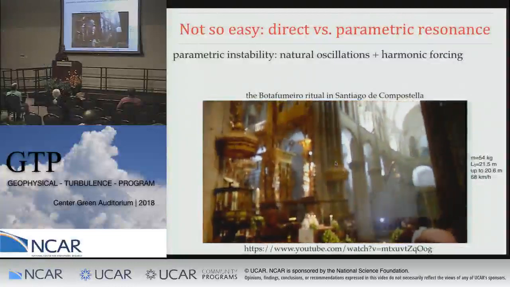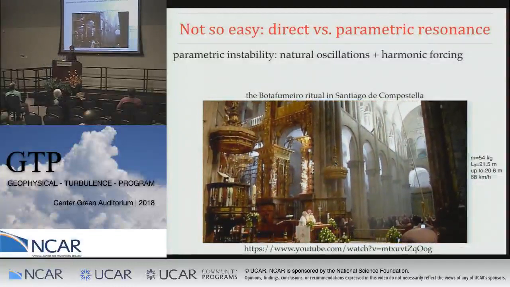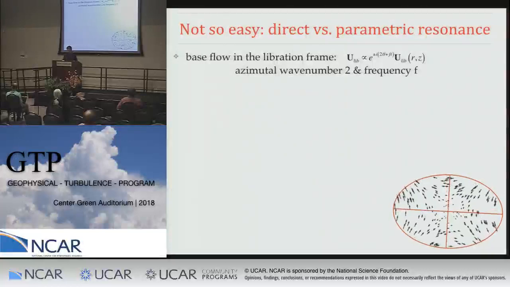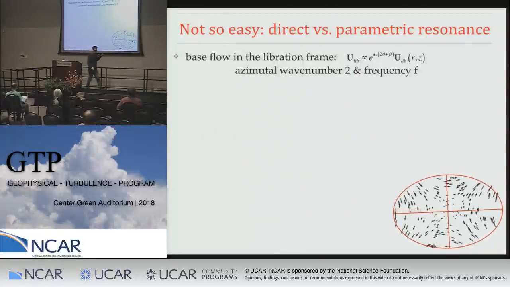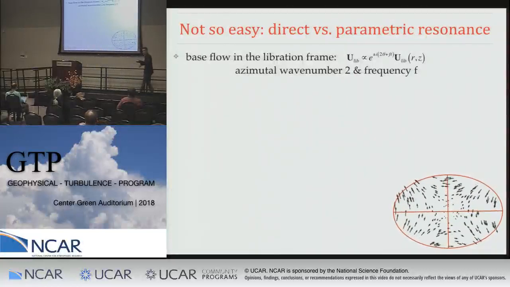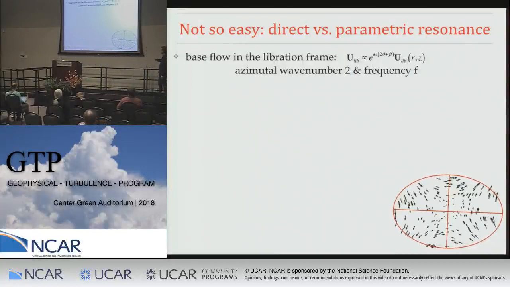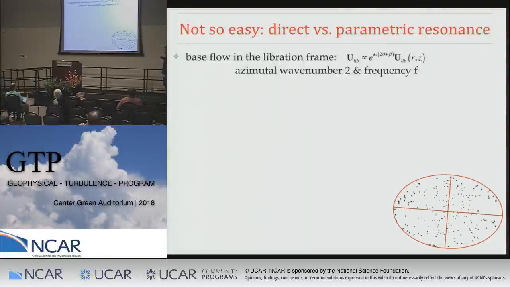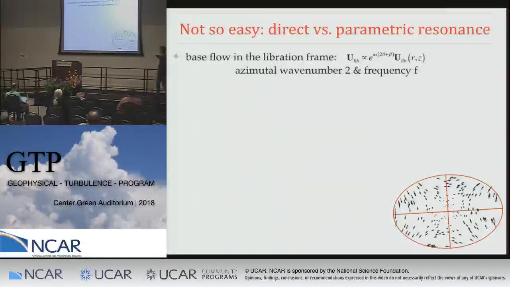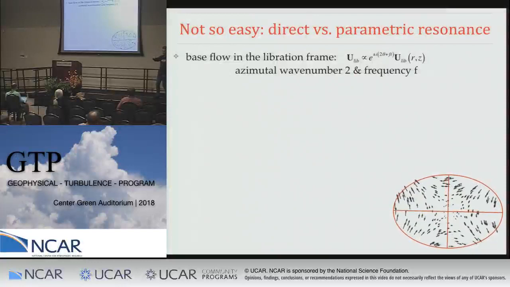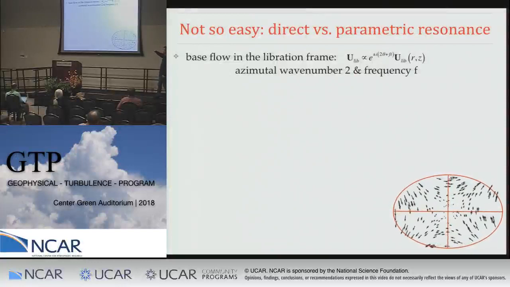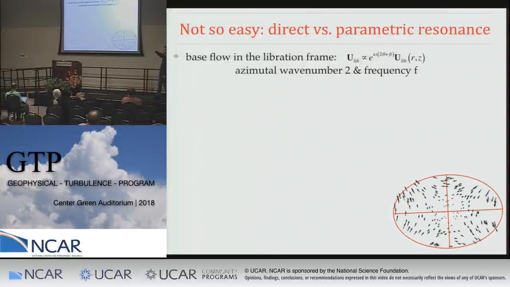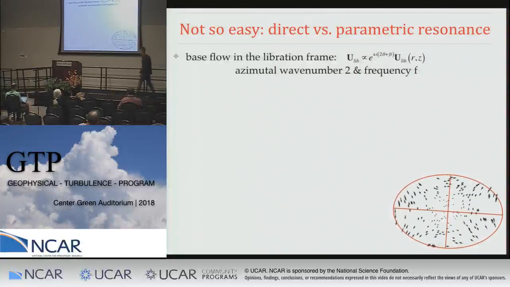And you can write the maths, and it's exactly what's happening in our fluid system. So let's come back to fluids. I take the example of a libration state. Now we are in the rotating frame of reference, and our system, which is ellipsoidal in the equatorial cross-section, is librating. So the base flow looks like this. You have a base flow, a direct driving because of the topographic coupling with the ellipsoidal shape. It just has an azimuthal wave number of 2 and a frequency of f, the libration forcing.